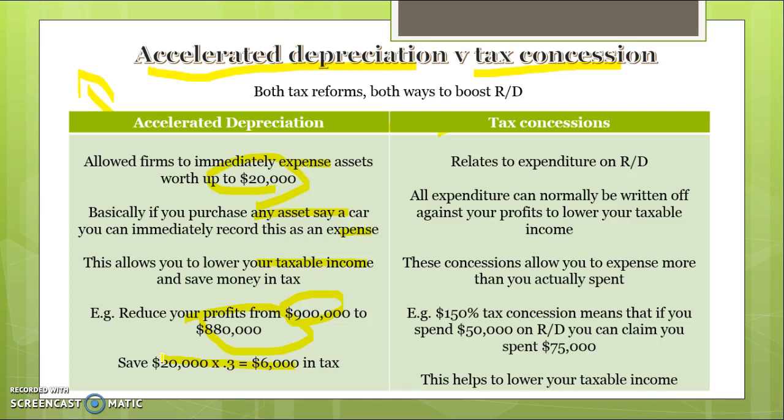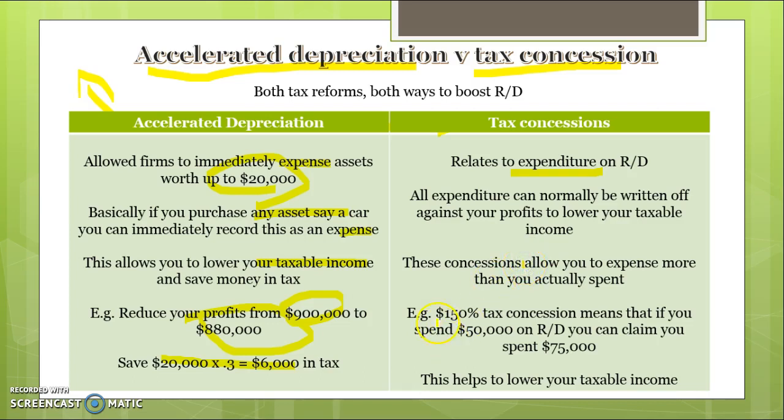Tax concessions are a little bit different. They allow you to claim more than what you actually spent for other expenditure. So the difference is that research and development is a form of expenditure, and you're always able to claim expenditures against your profits. So unlike purchasing assets, they're always recorded as expenditures, but in this case here, you're able to claim more than what you actually spent.